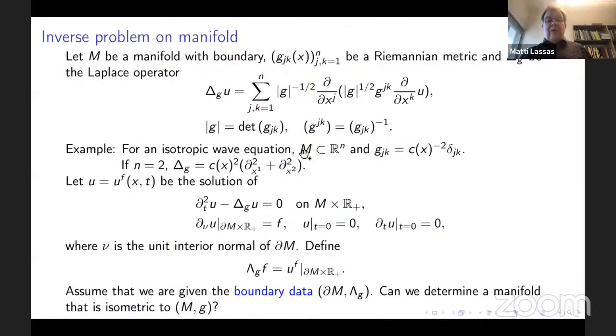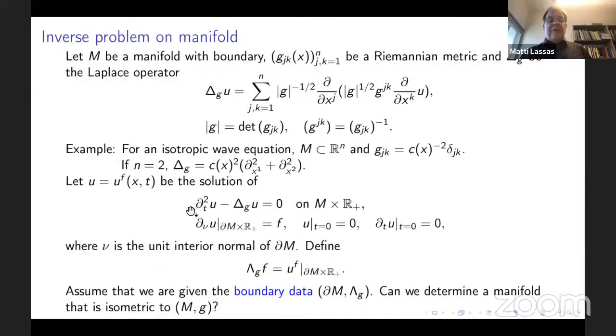So for instance, if you would have a domain, an open set M in Rn, and we have there a matrix valued wave speed that gives us the function g_jk, we can consider it as a manifold with only one chart. And in particular, if we are in the two-dimensional case and we have this type of isotropic metric, then this Laplace operator with respect to the metric is just this operator that appears in the wave equation. So this is a generalization of the waves on abstract manifolds.